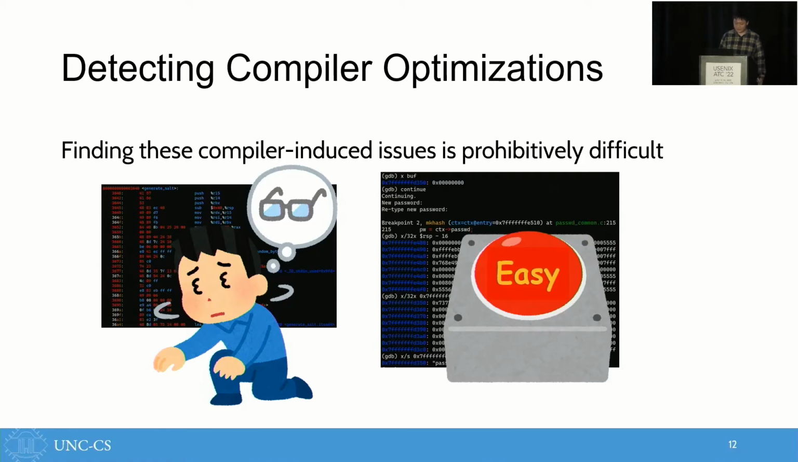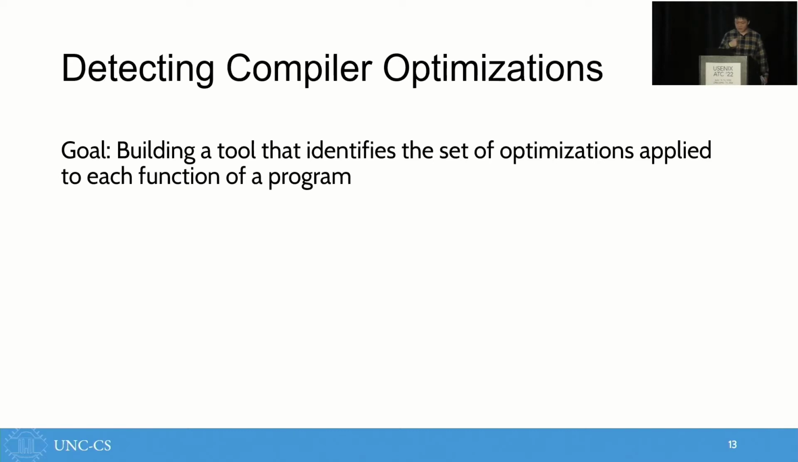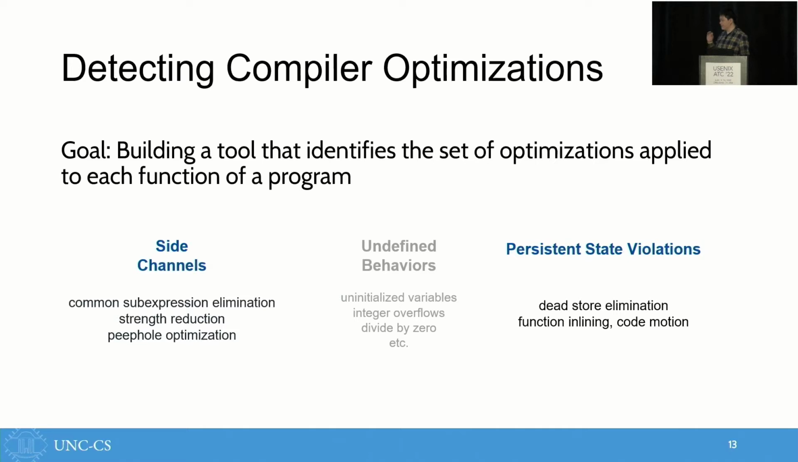That is our focus. Our goal is to build a tool that identifies the sets of optimizations applied to each function of a program. Our tool can help developers detect two of the three types of the Correctness-Security Gap, the side channels and persistent state violations that happen because of compiler optimizations. To our knowledge, we are the first to focus on pass-level identification.